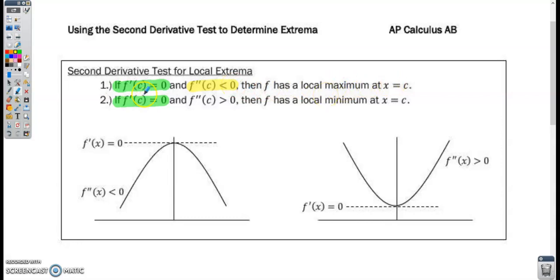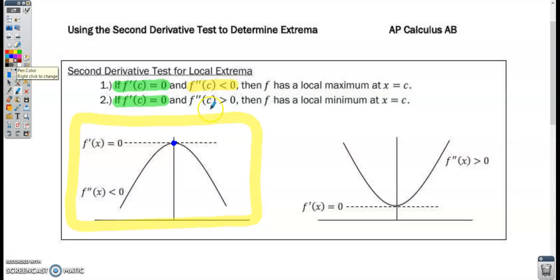Now let's look at why that is. If I know at a point that f prime of c is equal to 0, that means that the slope at that point is 0. And if I know that f double prime of c is less than 0, that means that the curve is concave down. You see an example of that scenario right here on the left, where at this particular point the derivative value is equal to 0, and that portion of the curve is concave down. When we have that situation, it must be the case that this point is a local maximum at x equals c.